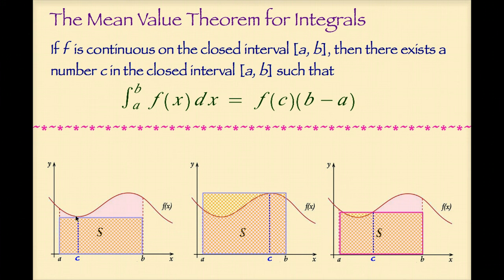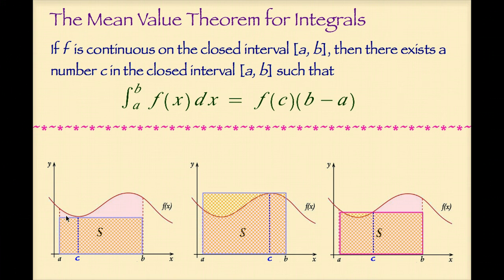Notice I have a function f of x drawn here, and the pink shaded region underneath represents the exact area under the curve. In this first graph, I have chosen a c value that occurs at the lowest point on the function. Along the function from a to b, this is the lowest point on the curve, and at that c value I've chosen the function value there.